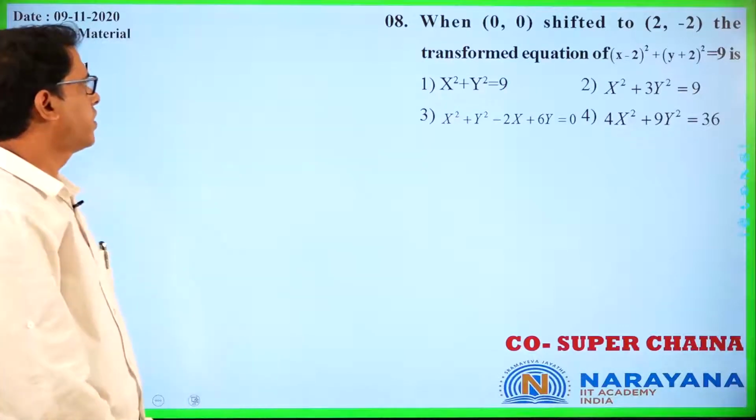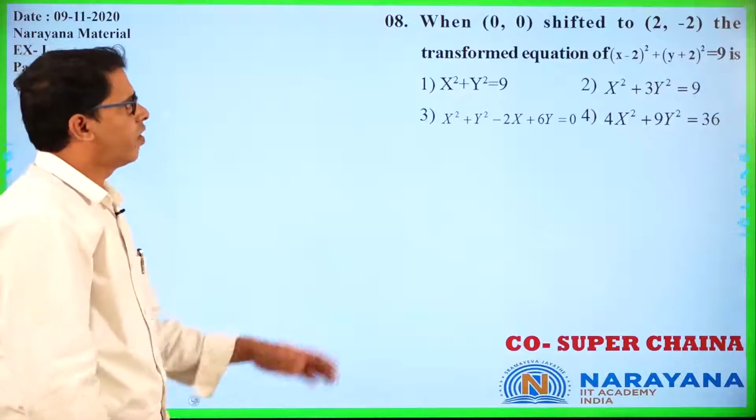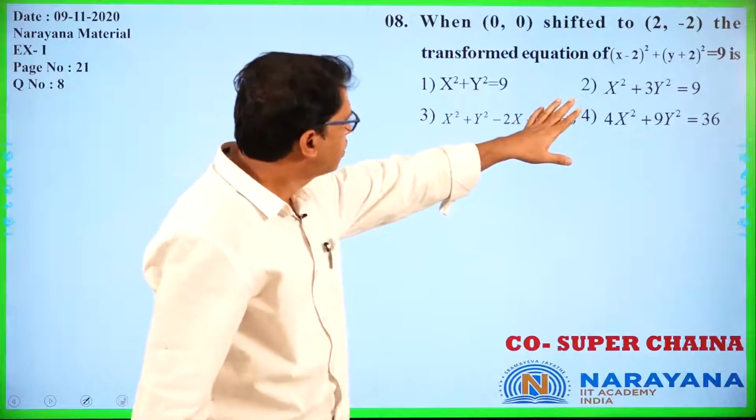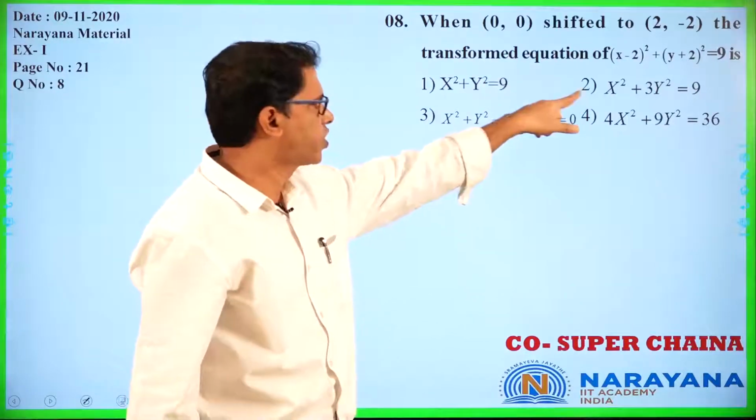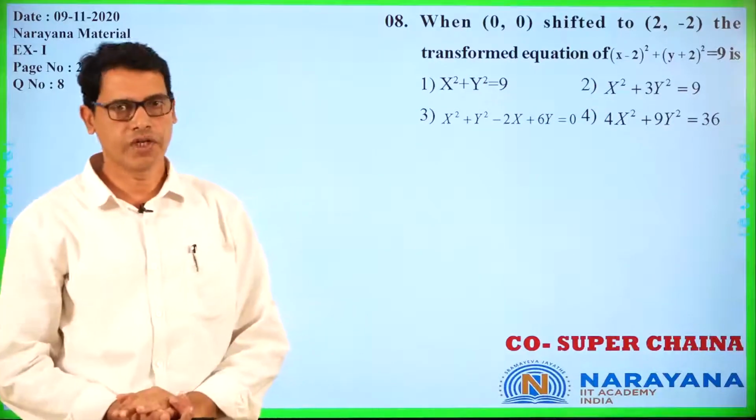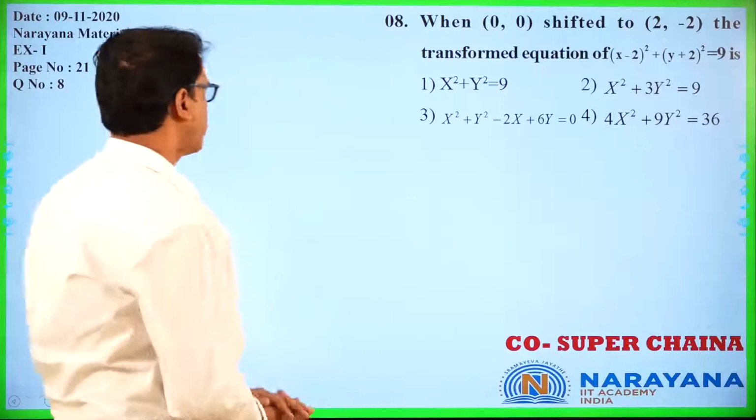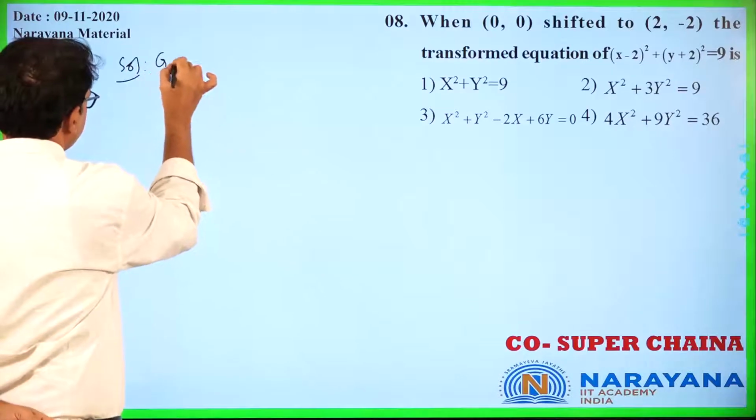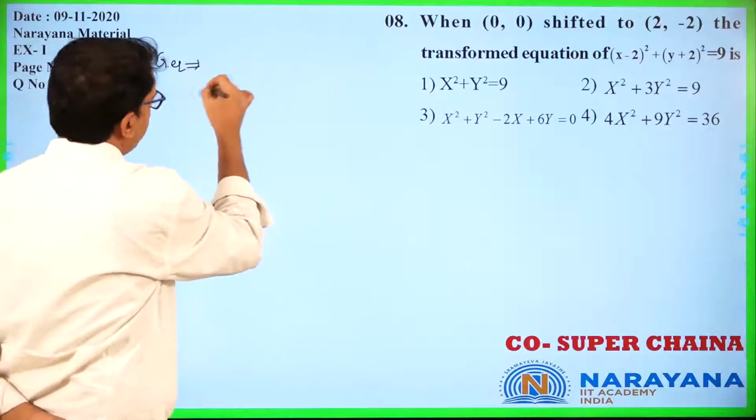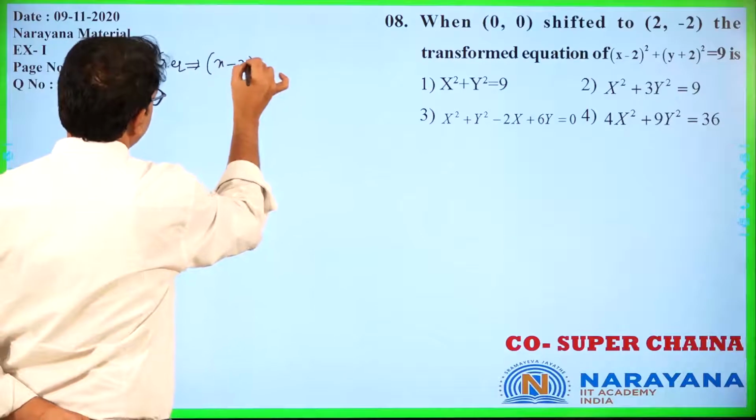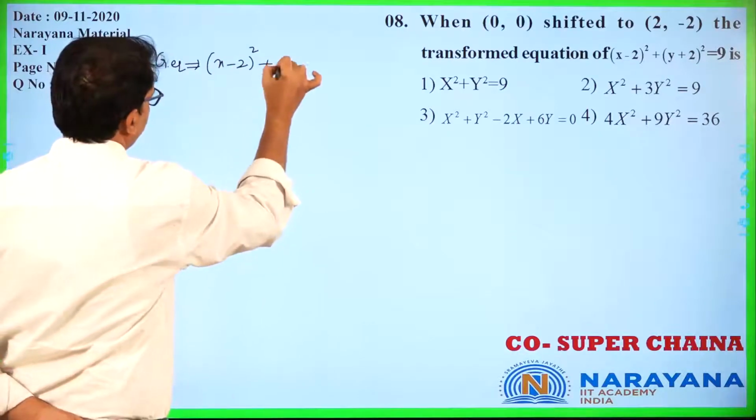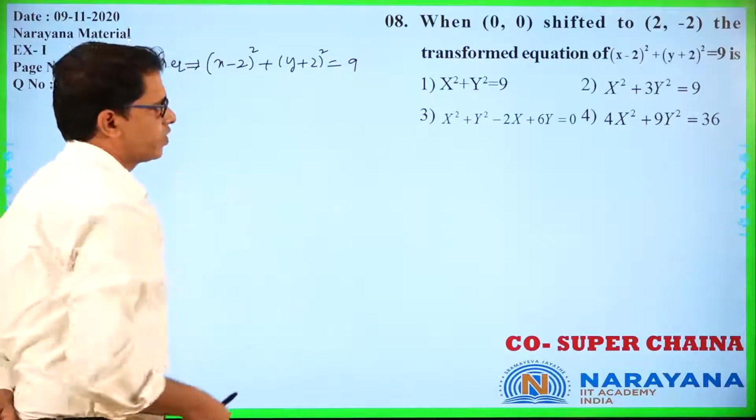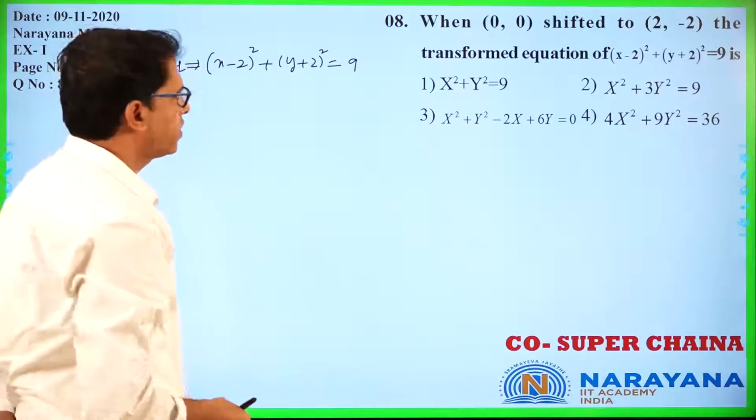See, again same. So here origin is shifted to 2 comma minus 2. The transformed equation means we have to find the transformed equation. So first you see the given equation. Given equation is x minus 2 whole square plus y plus 2 whole square equals to 9. This is the given equation, right?